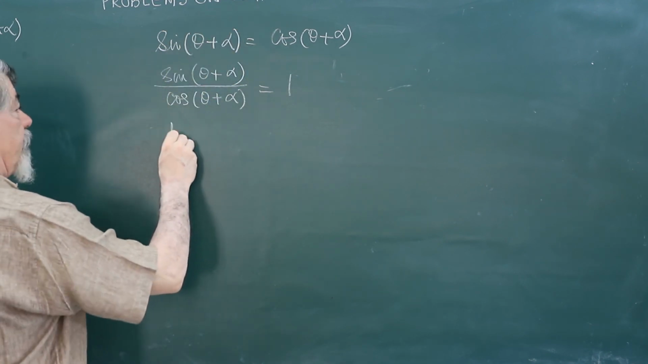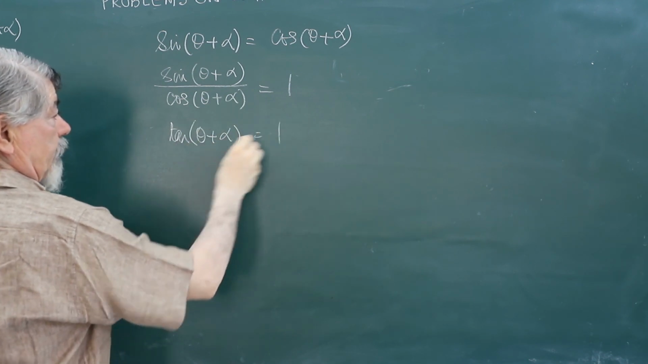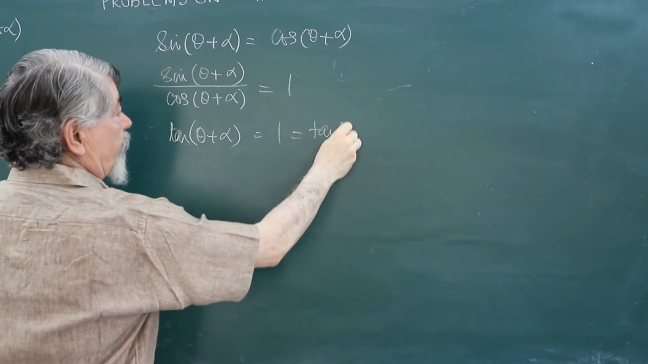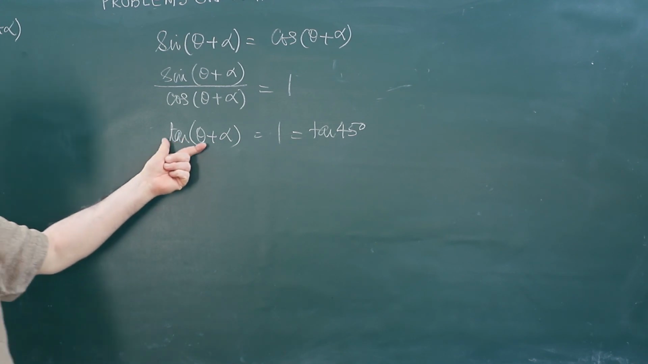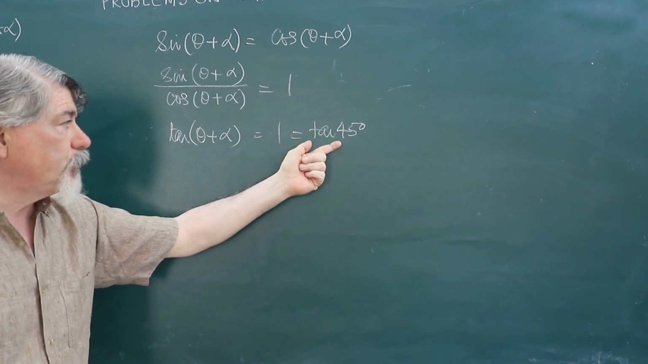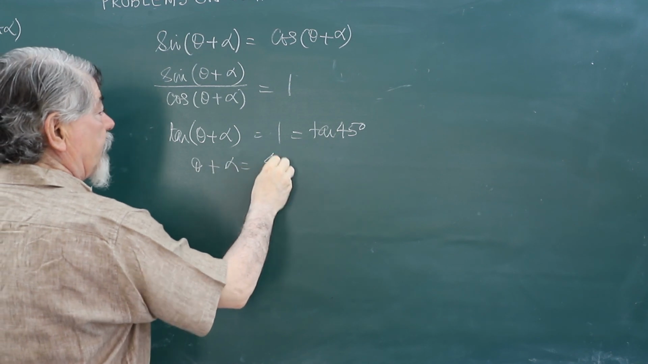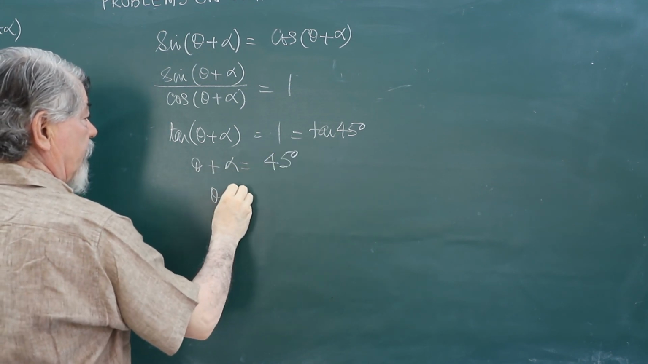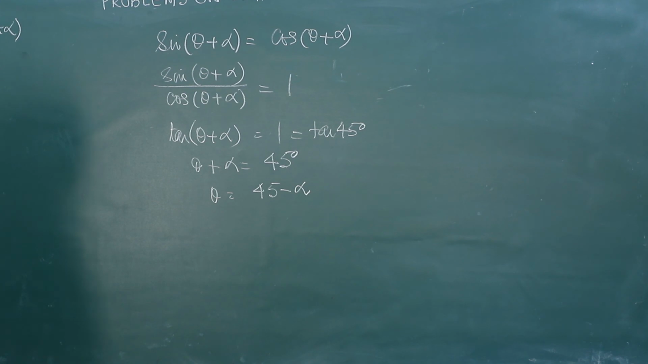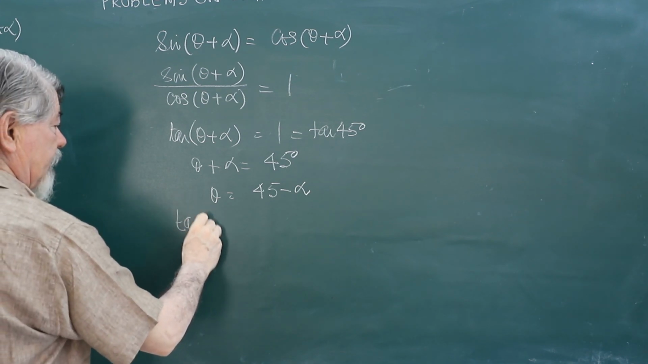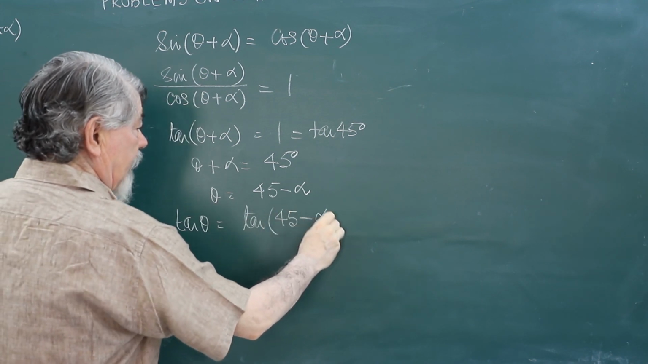This is tan(theta plus alpha). Tan(theta plus alpha) is equal to 1, which is tan 45. The value of tan 45 is 1, and since tan(theta plus alpha) is 1, I can substitute 1 as tan 45, so theta plus alpha is equal to 45, or theta will be 45 minus alpha. Again, tan theta will be equal to tan(45 minus alpha).